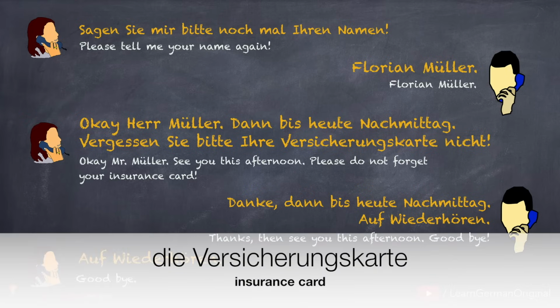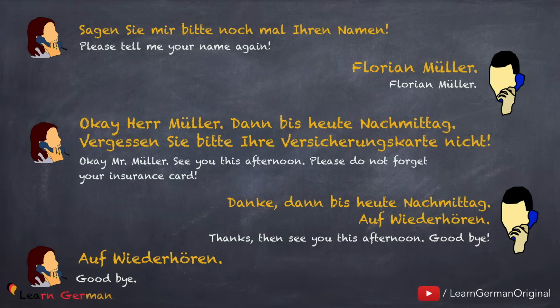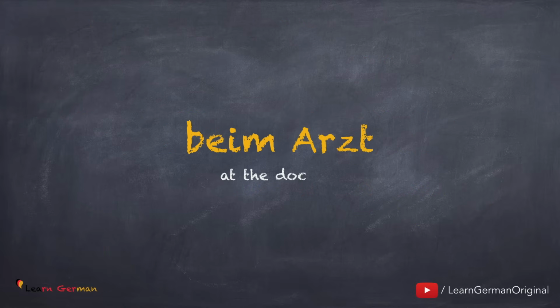Versicherungskarte is an insurance card that every person in Germany has. Whenever you go to the doctor, you must carry it along. So this was a sample dialogue that you could have on a phone if you have to fix an appointment. The dialogue can certainly vary depending on the person you are talking to and on the symptoms you have. So now once you fix the appointment, you can go to the doctor.